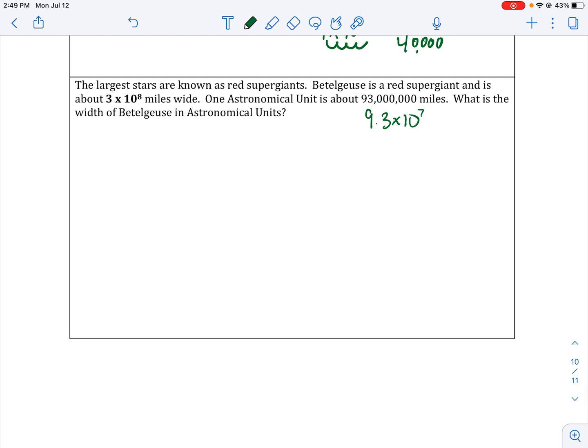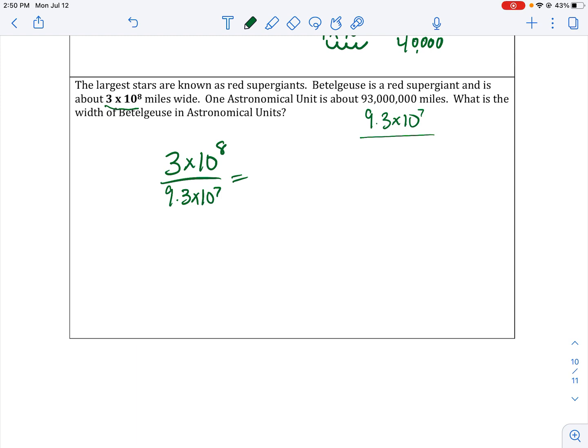The largest stars are known as red supergiants, and Betelgeuse is a red supergiant and is really big. It's actually bigger than 1 astronomical unit. We want to know what the width of Betelgeuse is. So, I'm going to take the width and divide it by an astronomical unit to see how many astronomical units it is.